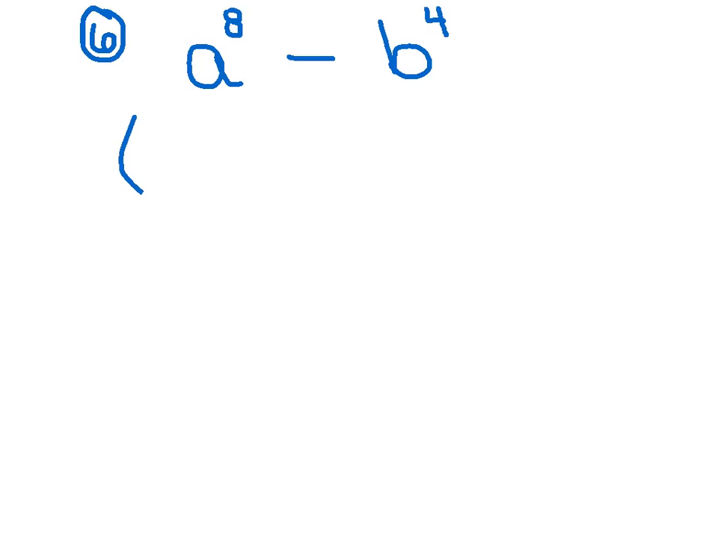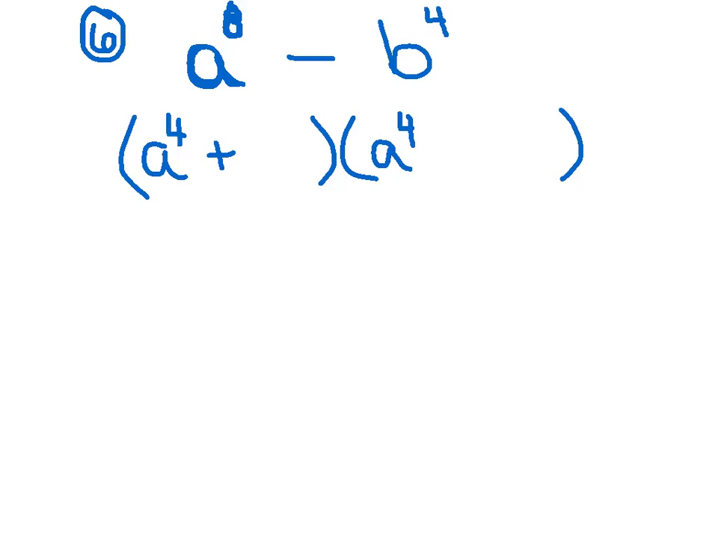Let's try another one that was fairly similar to that last one. Let's take a look at a to the 8th power, which you'll hopefully agree with me is a perfect square, minus, there's your difference, b to the 4th, which I hope you agree is another perfect square. So as we recognize here that we have a difference of two perfect squares, I'm thinking a to the 4th times a to the 4th would produce a to the 8th up here.